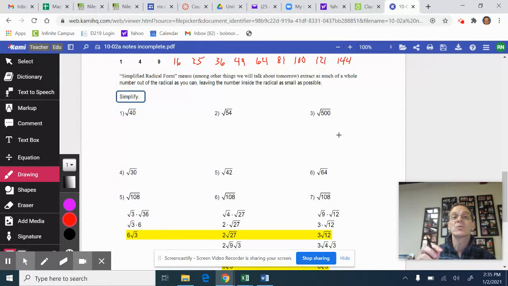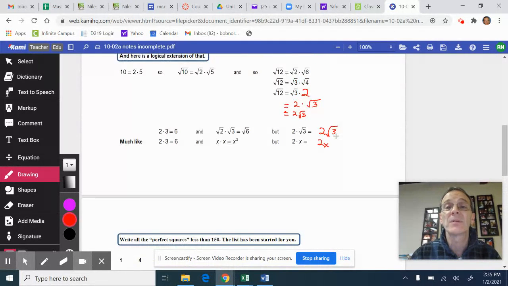Nonetheless, there are ways to simplify square root numbers, even when they're not nice whole numbers. And the way we do that is by rewriting the expression as an equivalent value, but with a smaller square root number as part of it, the smallest square root number that we can possibly get out of it. Let me show you an example from the previous page.